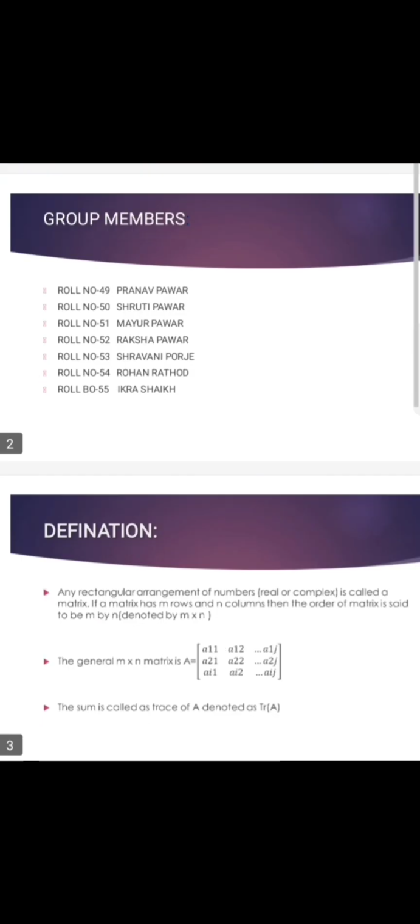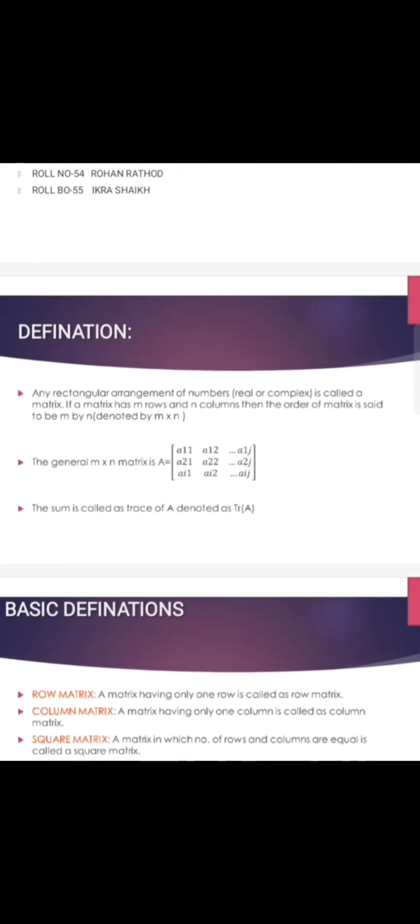So firstly we'll start with definition. Any rectangular arrangement of numbers, real or complex, is called a matrix. If a matrix has m rows and n columns, then the order of the matrix is said to be m by n, denoted by m × n. The general m × n matrix is represented as follows. The sum is also called the trace of A, denoted as the following.